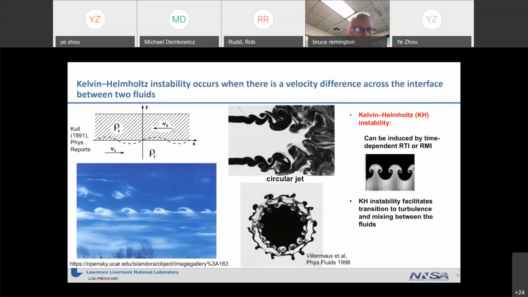So just to be a little bit more precise, what is the Kelvin-Helmholtz instability? You have two layers of fluid, a heavy and a light fluid with different densities, obviously, with some kind of interface here. If they travel with different velocities, then that's going to lead to the Kelvin-Helmholtz instability, KH instability.